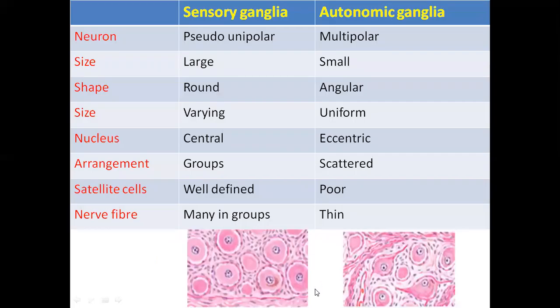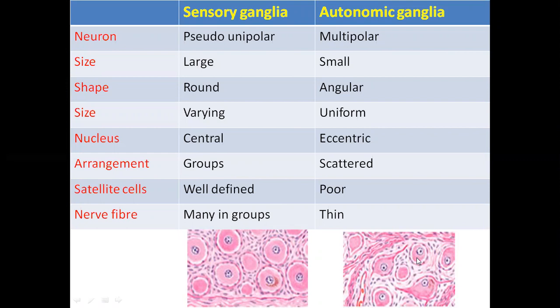Now let us compare and contrast. Sensory ganglion, just remember, is the dorsal root ganglion of the spinal cord. What type of neurons do we have? Pseudo unipolar. Whereas in autonomic ganglion, that is sympathetic and parasympathetic, we have multipolar neurons. In size, sensory ganglion neurons are large, whereas in autonomic ganglion they are small. Coming to shape, sensory ganglia are round, whereas in autonomic ganglia they are angular. The size may vary in sensory ganglion, whereas in autonomic ganglion the size is uniform.